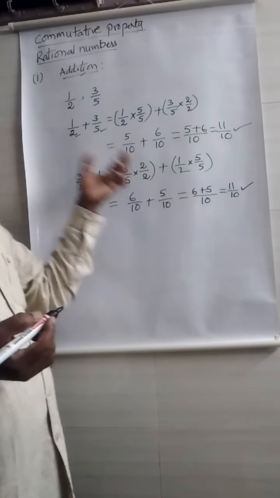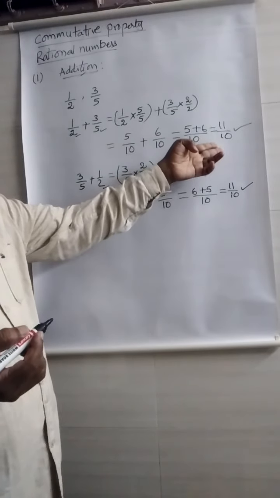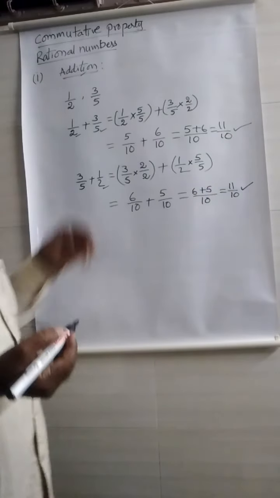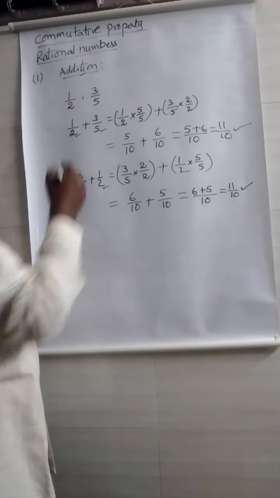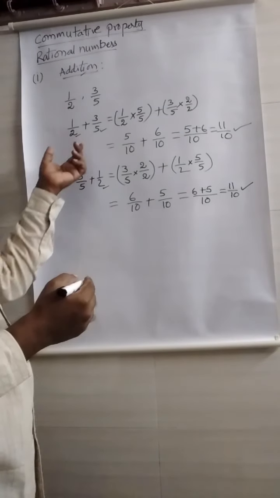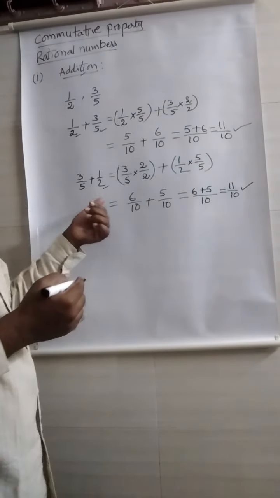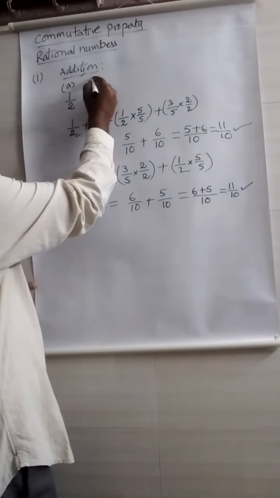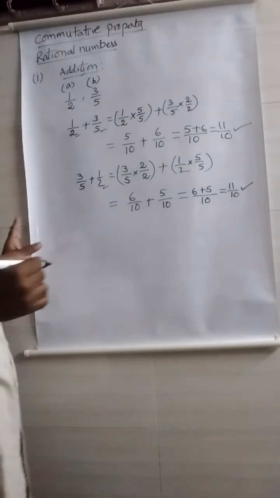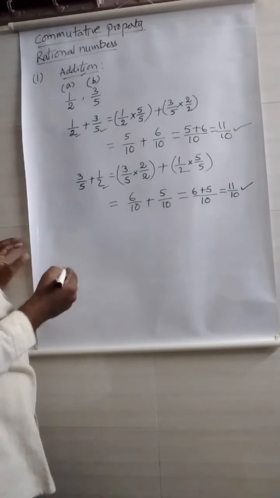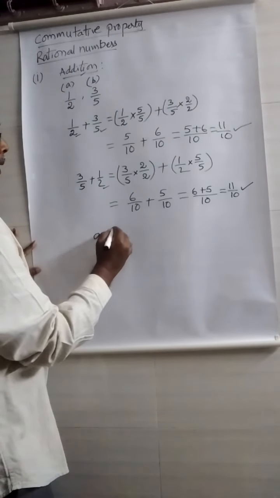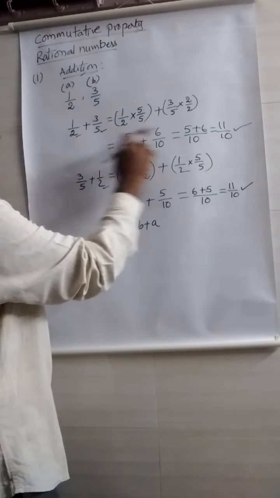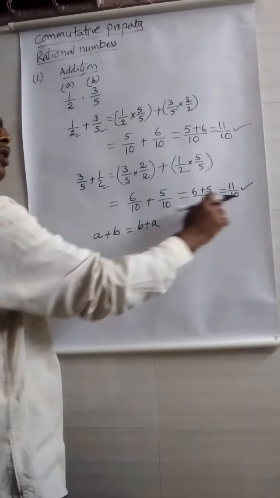Once again I repeat it to you. You may observe here in both the cases we get 11 by 10 and 11 by 10. That means there is no change in the result even though the given numbers are taken in any order. That means 1 by 2 plus 3 by 5 or 3 by 5 plus 1 by 2. We name this one A and this one B. Now what we can say, there is no change. A plus B is equal to B plus A. That means 1 by 2 plus 3 by 5 is 11 by 10. 3 by 5 plus 1 by 2 is also 11 by 10.